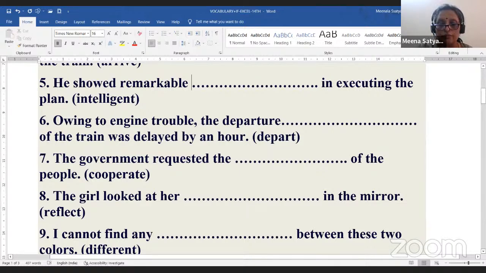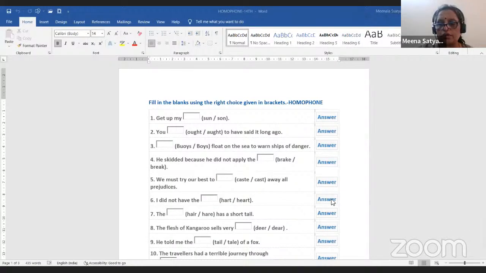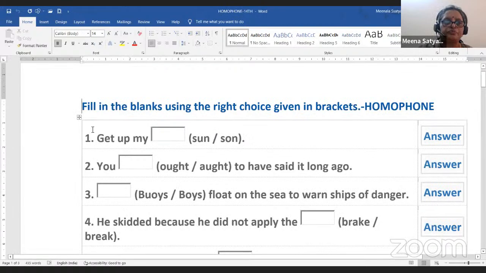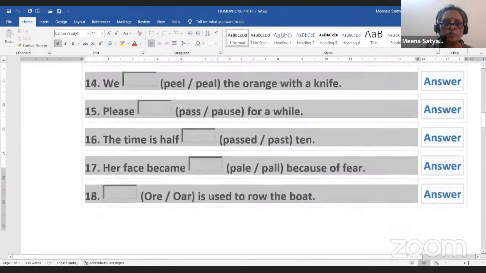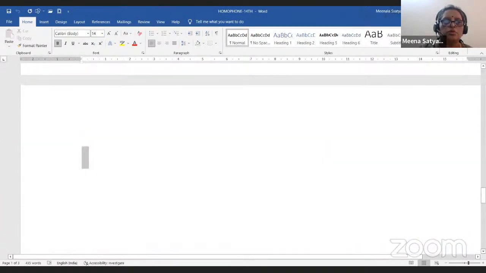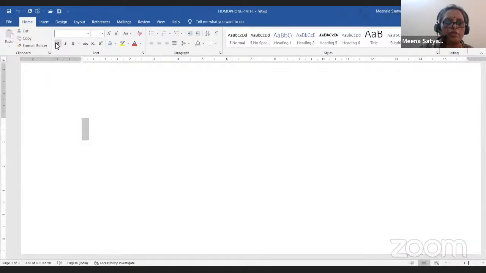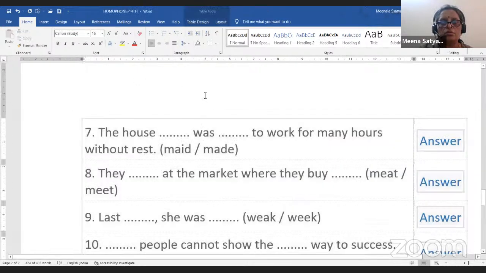Now, the next one. Yes, please wait. I shall zoom. I might not be able to do everything, but still.